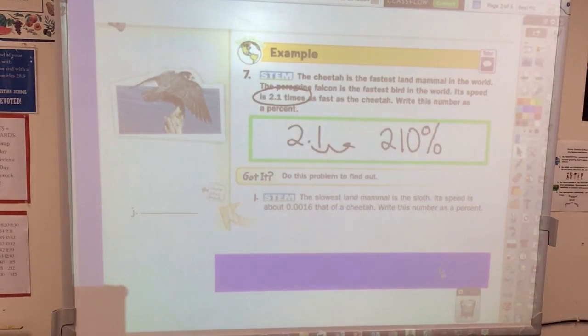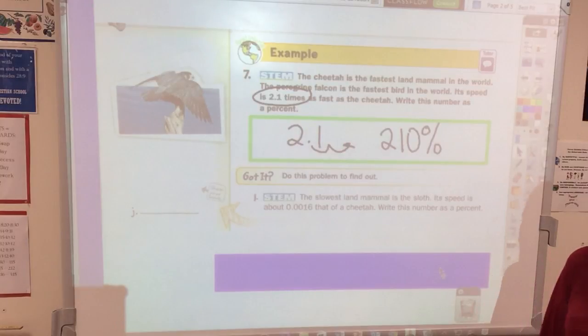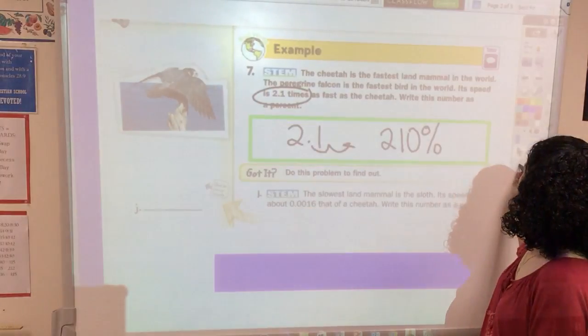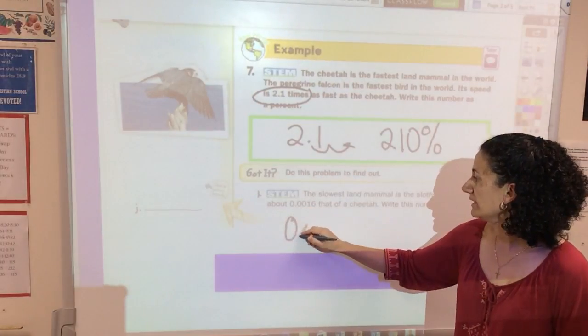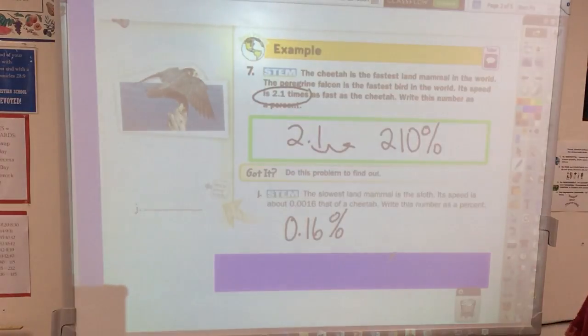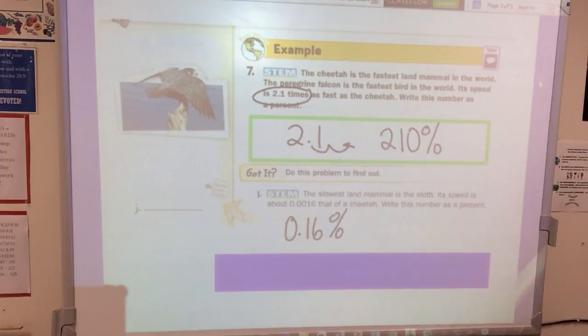The slowest land mammal is the sloth. Its speed is about 0.0016 or 16 ten thousandths that of a cheetah. Write this number as a percent. Pause the video and try this one. Okay, again, we're just moving the decimal 2 times to the right. So that would be 0.16%. So that's how the sloth compares to the cheetah, slowest land mammal.